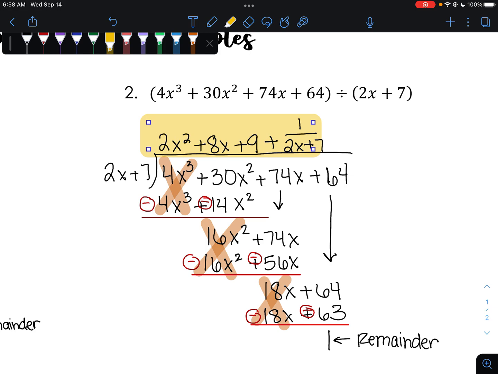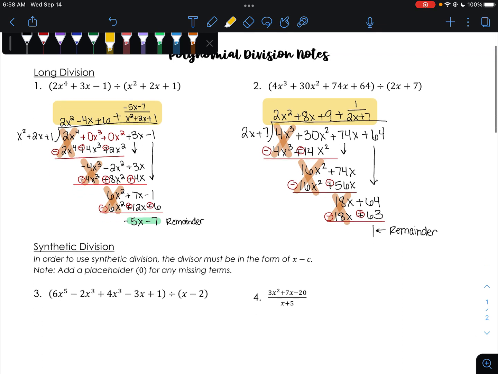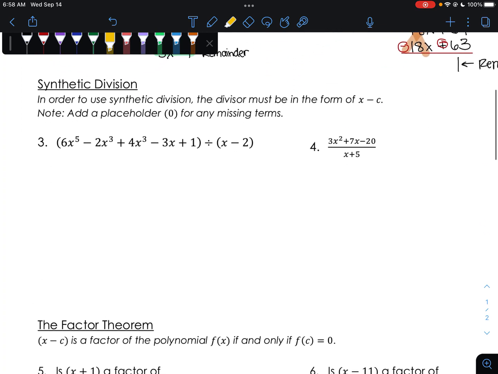So that was a quick review over long division. If you have any questions, make sure you write them down and you ask when you're in class. Now we're moving on to synthetic division.